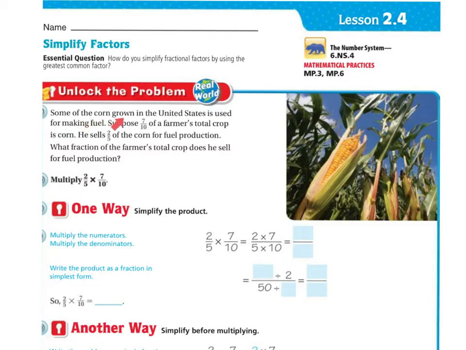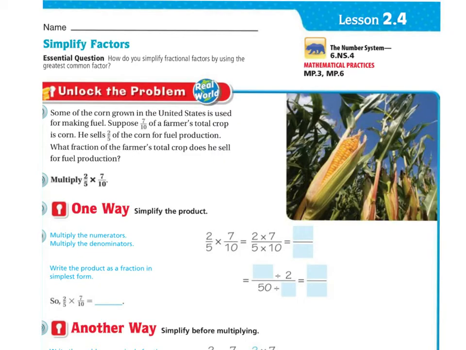Some of the corn grown in the United States is used for making fuel. Suppose 7/10 of the farmer's total crop is corn. He sells 2/5 of the corn for fuel production. What fraction of the farmer's total crop does he sell for fuel production? Well, I'm going to take my 2/5 and I'm going to multiply it by 7/10.